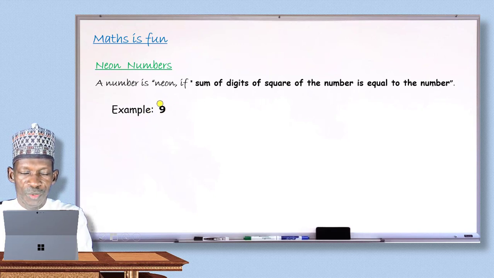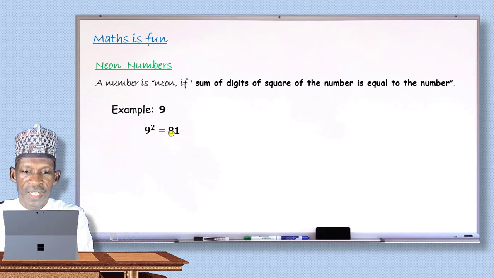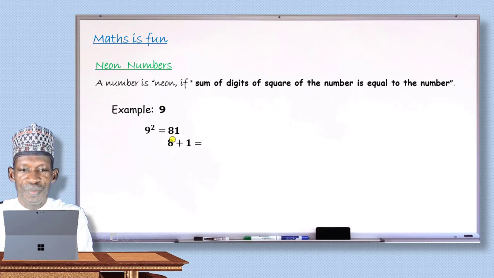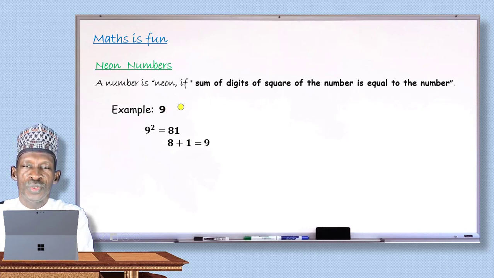And what we'll now do is find the 9 square. So 9 square will give us the answer 81. If I add those digits in the square of 9, that is 8 and 1, it will give me my original number back. So addition of 8 and 1 gives me 9. Then 9 is neon because the definition says if you find the square of that number and you add the digits in that square, what you get is the number back.